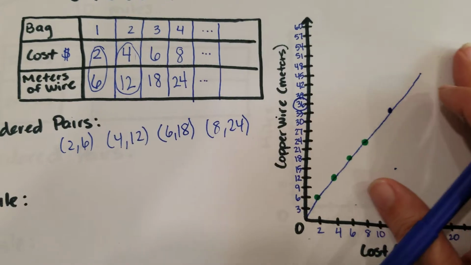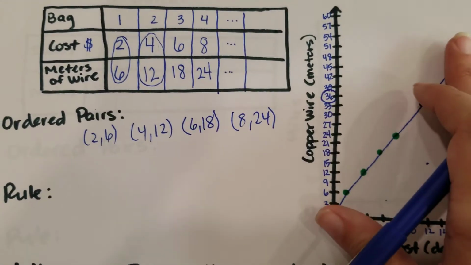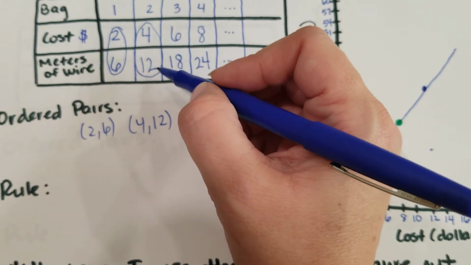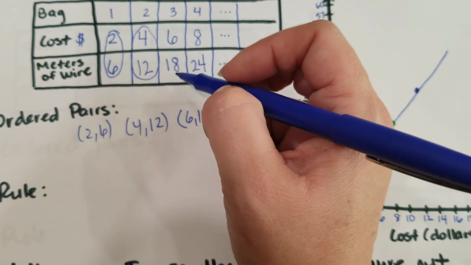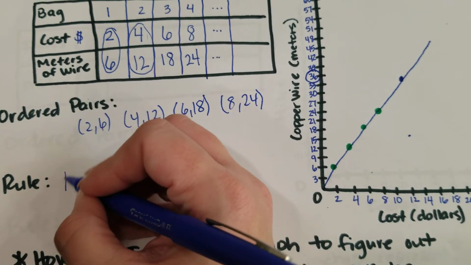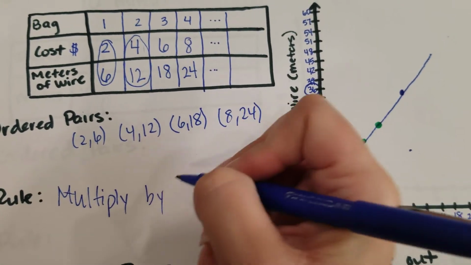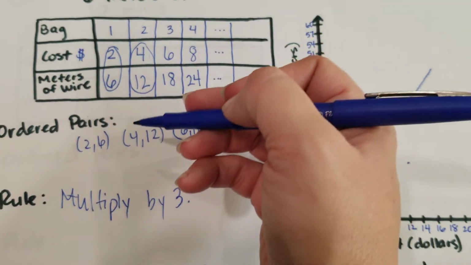And then let's see. So how can I check? I can find this rule. So how do I get from 2 to 6? How do I get from 4 to 12? How do I get from 6 to 18? And that rule would be multiply by 3, right? We're going to multiply the top number by 3 to get the bottom number.